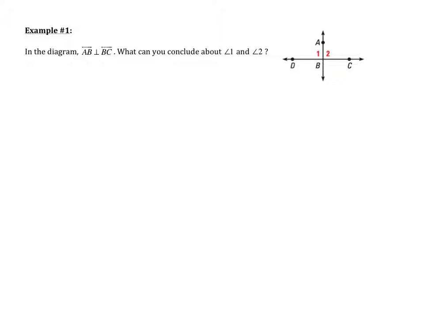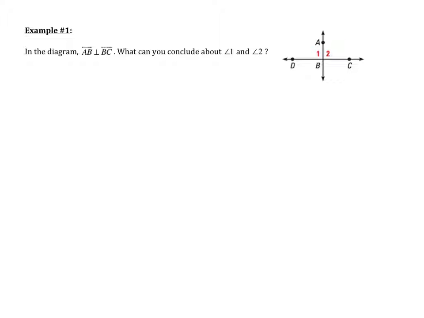Example number 1. In the diagram, line AB is perpendicular to line BC. What can you conclude about angle 1 and angle 2? If line AB is perpendicular to line BC, so that's this entire line, we could have also called it line DC. What can I conclude about angles 1 and 2?